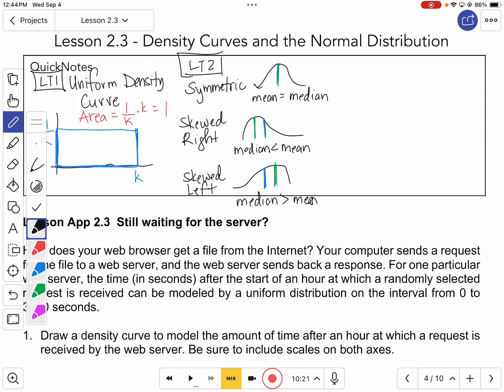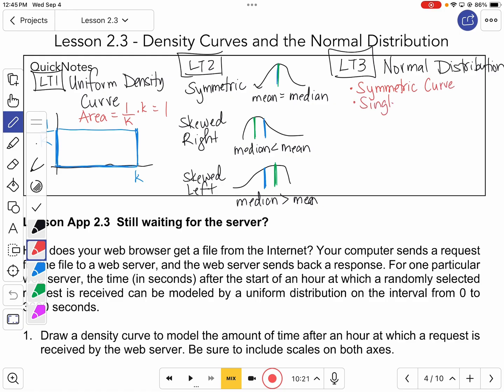Okay, so then finally, the last thing we want to talk about is that normal distribution, right? And this entire chapter from here on out is about the normal distribution, okay? So we'll spend a lot of days working with it. So the normal distribution is that symmetric curve. It'll have a single peak, usually right there in the middle. And it's kind of bell-shaped.